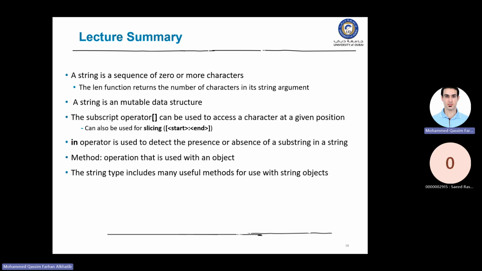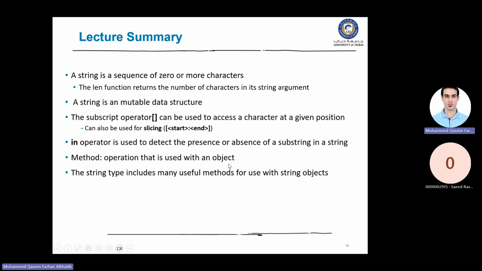Mutable, though we did not talk about it, means that you can make changes to it. You can add to it, extract, split it, change it to uppercase or lowercase. We'll see an example now about uppercase and lowercase. The subscript operator, the square brackets along with the colon, does slicing. The in operator detects the presence or absence of a substring in a string. We did not talk about it, but we see it when you have a range, and so on. I think we'll talk about it also in lists.